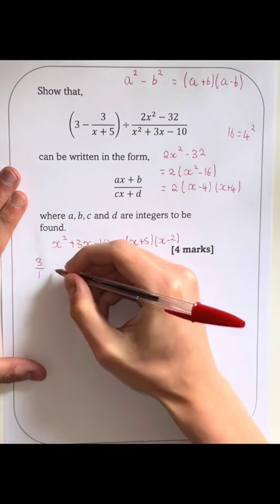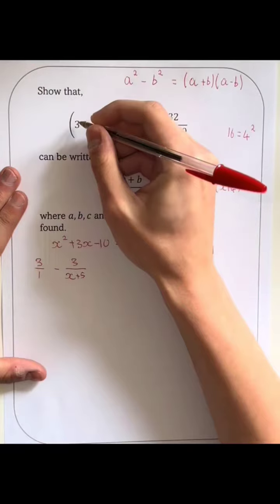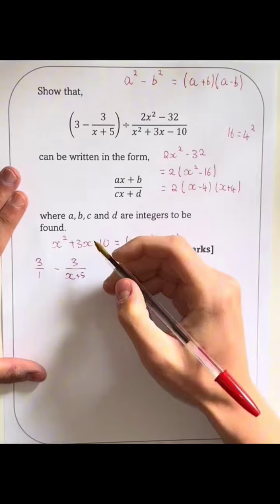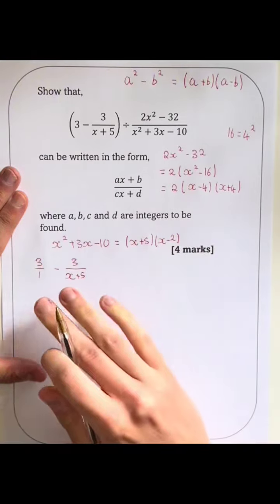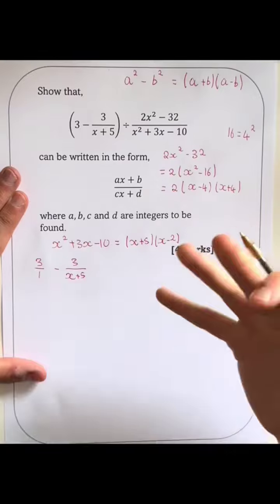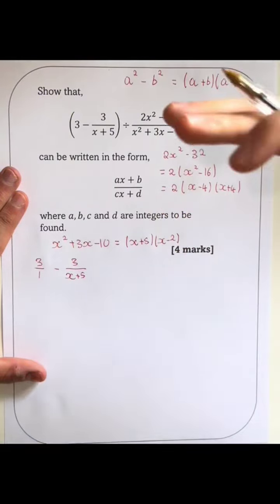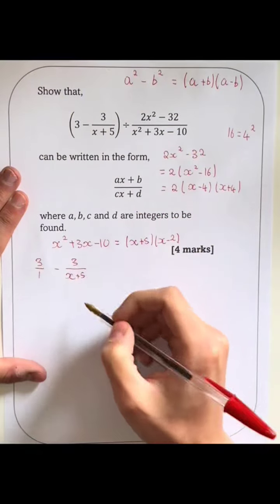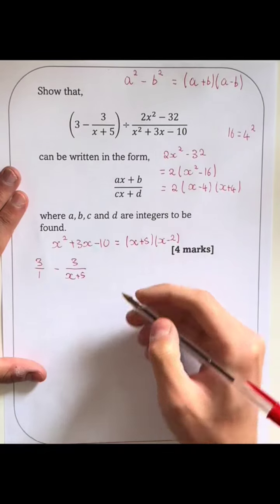We have 3 over 1 minus 3 over x plus 5, right? I can always write any number as a fraction by just writing it over 1, because any number divided by 1 is itself. But then I want to be able to subtract this fraction from this fraction. So I want them to have the same denominator. And as always, you're free to multiply any fraction by the same number in the numerator and the denominator without changing its value. And I want this fraction here to have the same denominator as x plus 5. So I'm going to multiply top and bottom of this fraction by x plus 5.